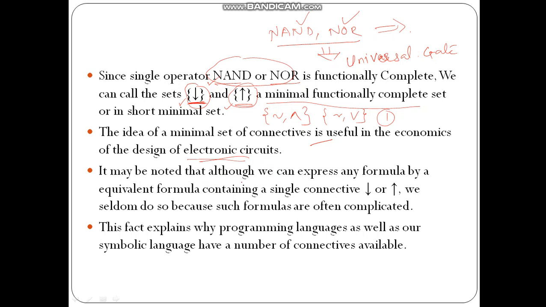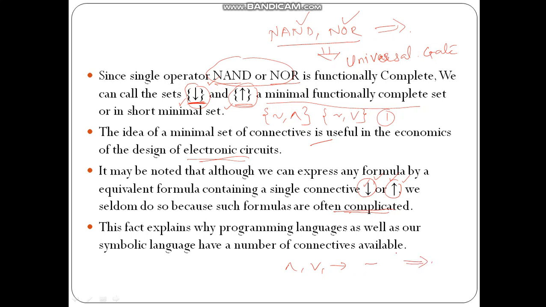It may be noted that although we can express any formula by an equivalent formula containing a single connective, either NOR or NAND, we seldom do so because such formulas are often complicated. If you want to represent any formula by using only these two, that formula will become complicated. I am going to show you some examples in which we will convert a given formula in terms of and, or, implication to a formula which consists only of NOR or only of NAND, and at that time you will see that a very small formula becomes very complicated.